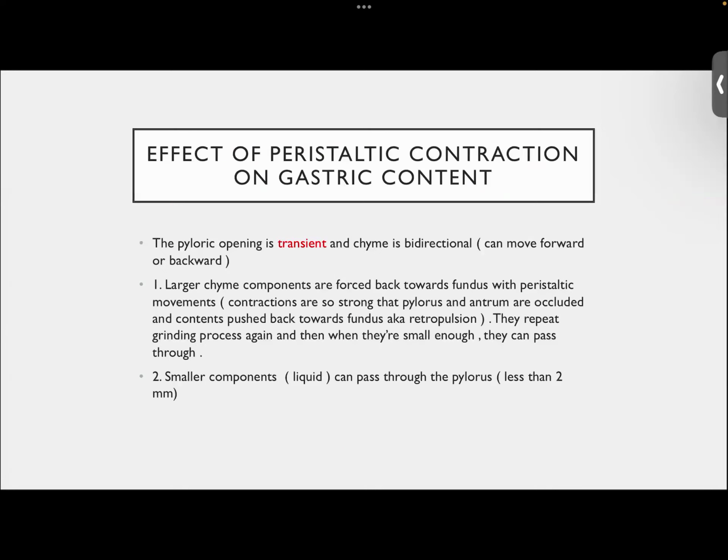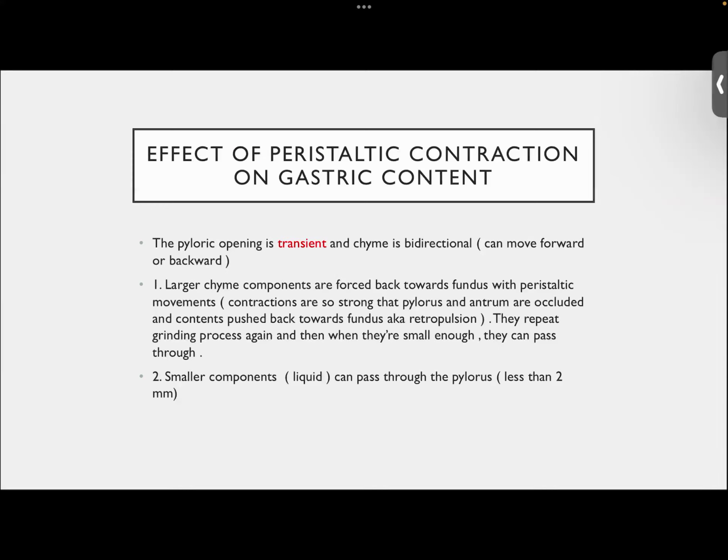Now, the effect of peristaltic contraction on gastric content. So what happens now that, okay, we understand we have peristaltic contraction, but what exactly happens if you have peristaltic contraction? And the answer to that is in this slide. It's very simple, it's literally just logic.